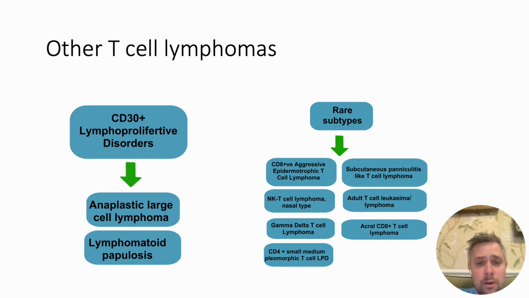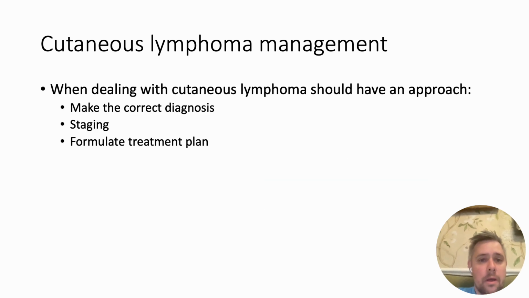One of note is you can get a subcutaneous panniculitis-like T cell lymphoma. And this can sometimes be confused with other types of panniculitis, for instance, lupus panniculitis. And so this is always a category to consider in people that have a prolonged panniculitis of which the definitive cause has not been found.